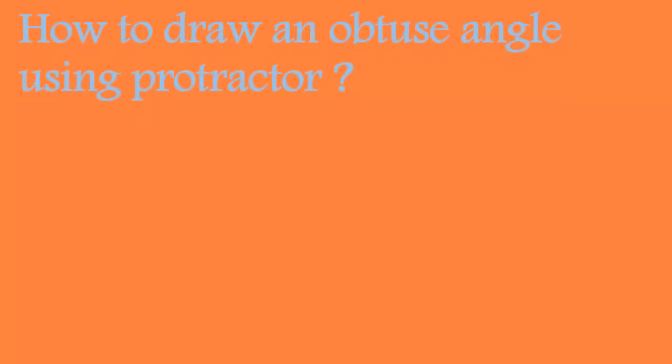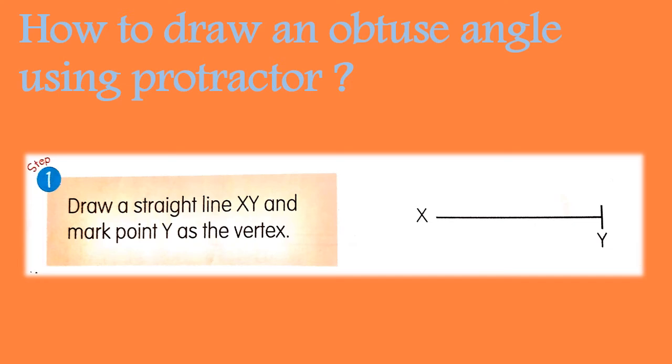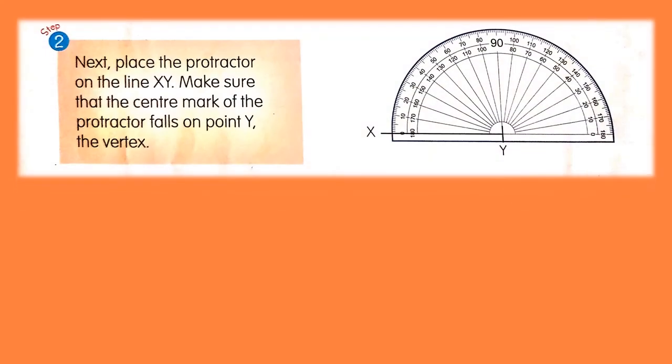Now I am going to draw an obtuse angle. How to draw an obtuse angle using a protractor? First, draw a straight line XY and mark point Y as the vertex. Here I have drawn this XY line and considered Y as the vertex. Then place the protractor on the line XY as in the previous example, and make sure the center mark of the protractor falls on point Y, the vertex.